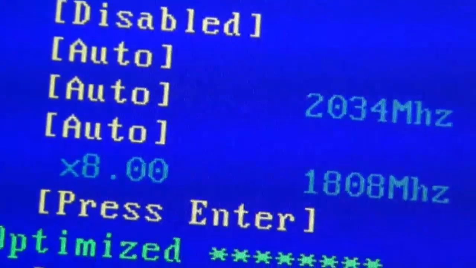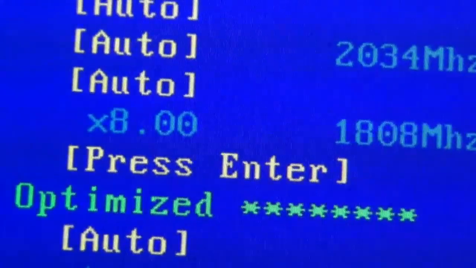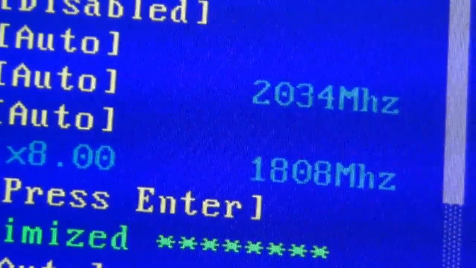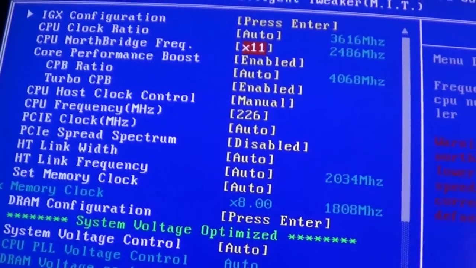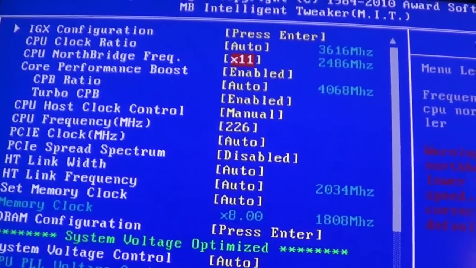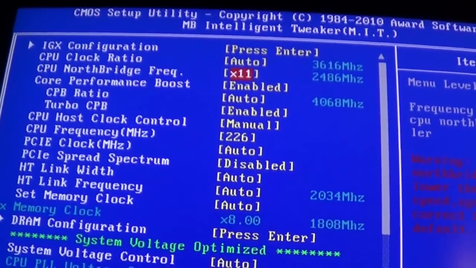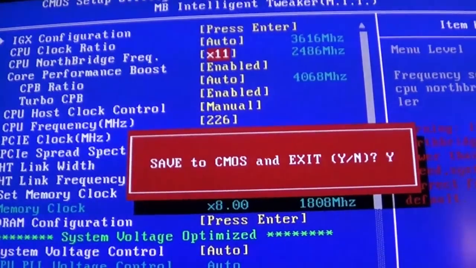I'm actually defeating the purpose of having a 1090T now. An unlocked multiplier, baby! And times 8, the highest the RAM can go is 1800-ish megahertz, but it's still not like 1600 or anything. Maybe I should play with the timings next, but I need to make sure that this is stable first. So let's see what happens here.